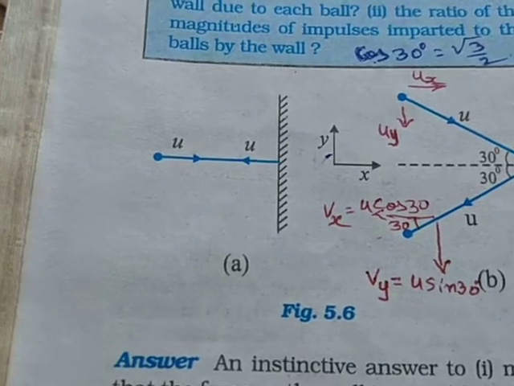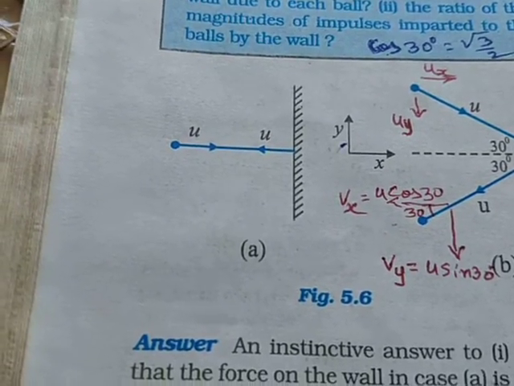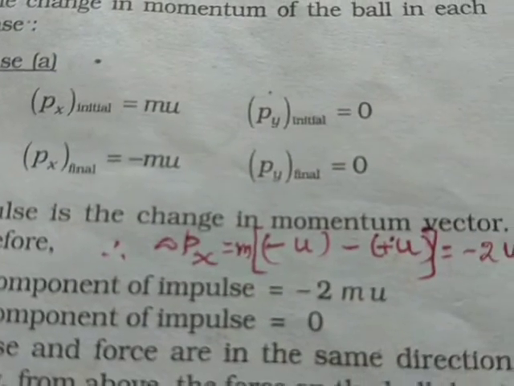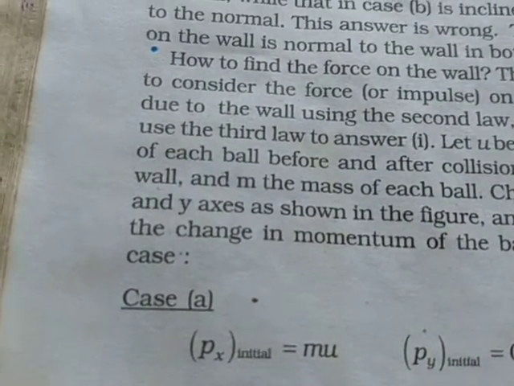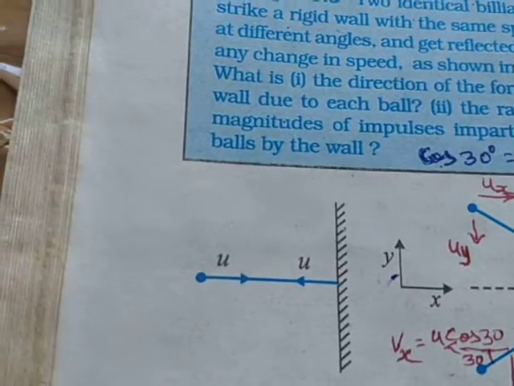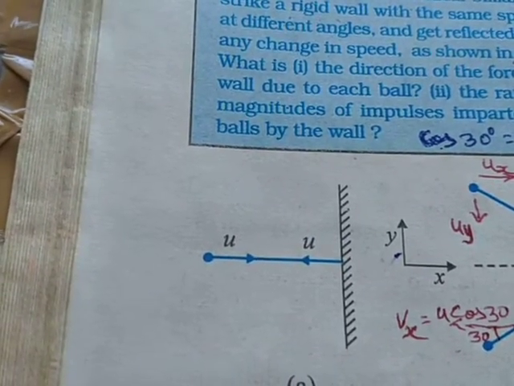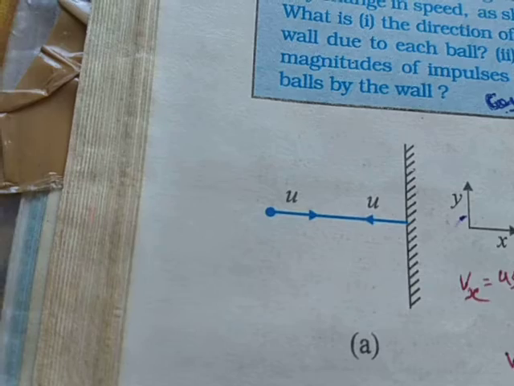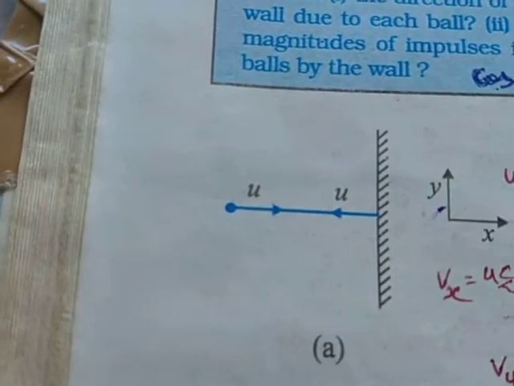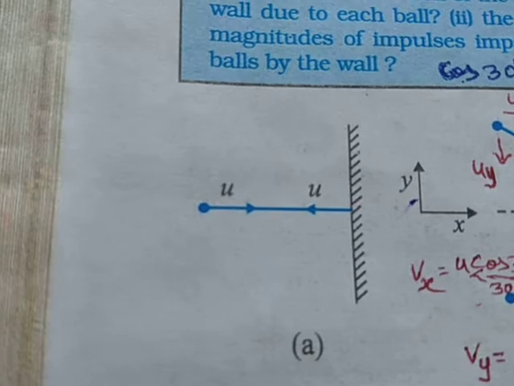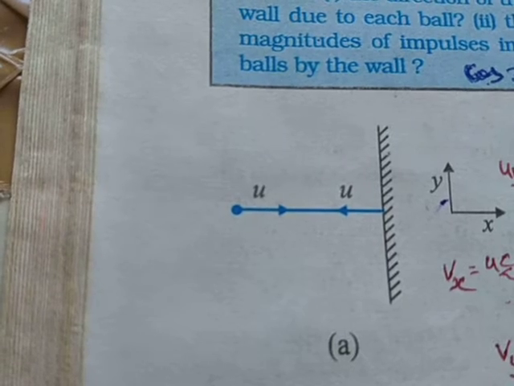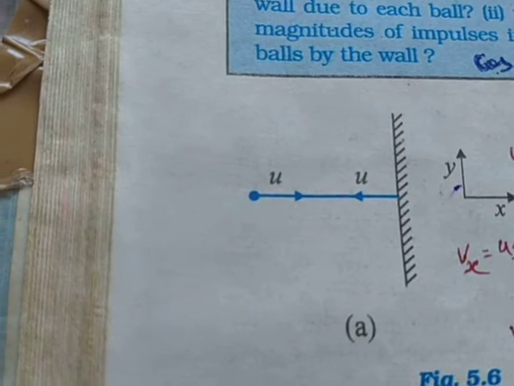So in this case, the change in speed is only along the x direction, and therefore the change in momentum along the x direction will be minus 2 mu. This happens because if we assume the initial direction of velocity as positive, that is, while moving from left to right it is positive, then on the return journey after returning from the wall, the ball is having motion from right to left, so that must be taken as negative.